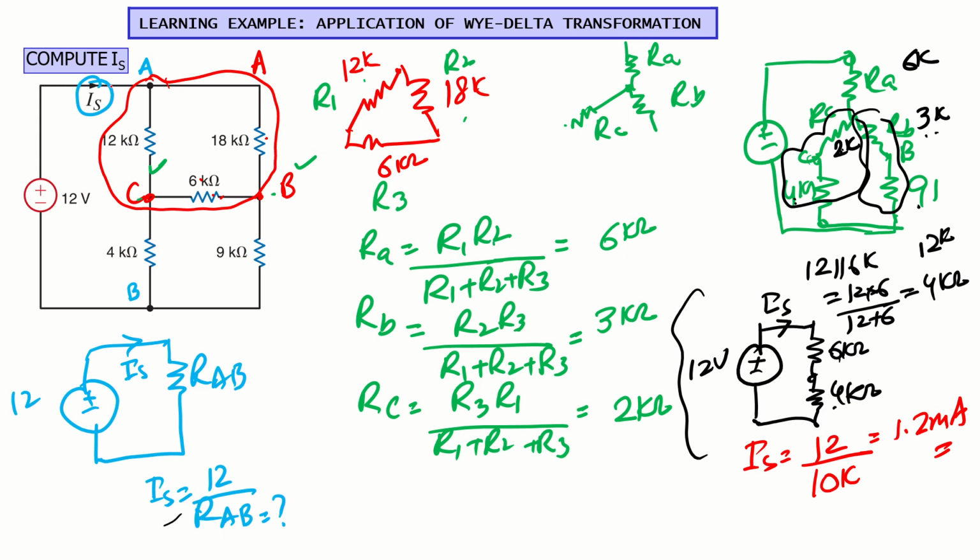So we solved this circuit using the Wye-Delta transformation. So we simplify our circuit, and after that we get a more simplified version, and from that we can easily find the required voltage or currents.